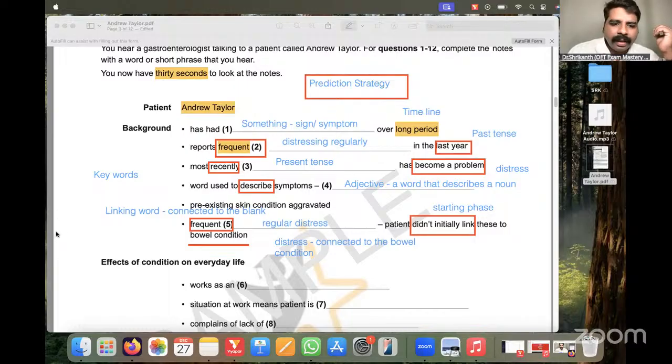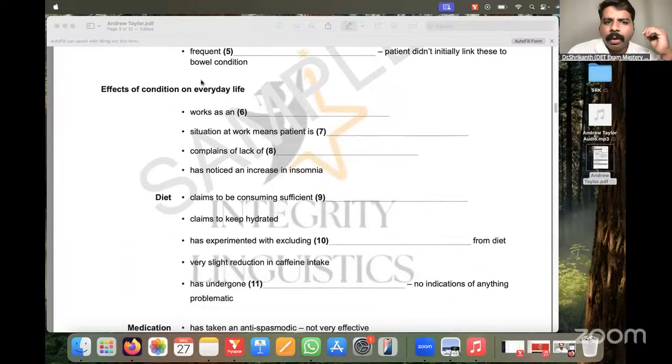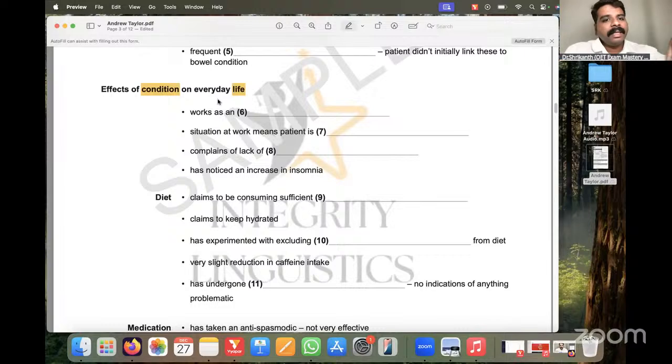Right. Now let's come to the sixth question. Effects of condition on everyday life. So how this condition is impacting the daily life of the patient. Now let's come to the sixth question. Works as an dash over here.